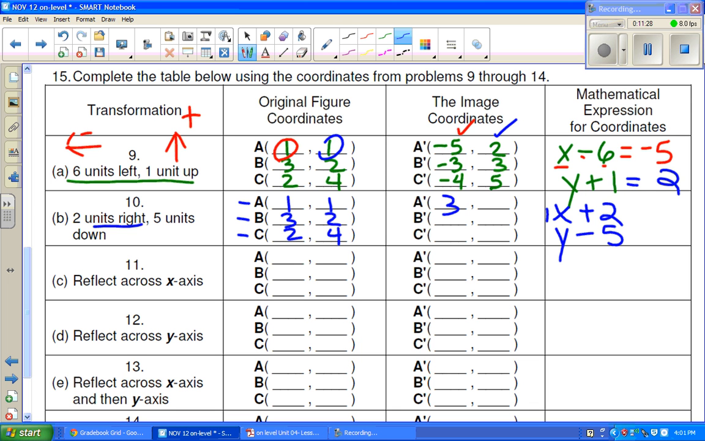Now, looking at 1 minus 5, 1 minus 5 is negative 4. Looking at B, 3 plus 2 is 5. 2 minus 5 is negative 3. And finally for C, 2 plus 2 is 4. And 4 minus 5 is negative 1.